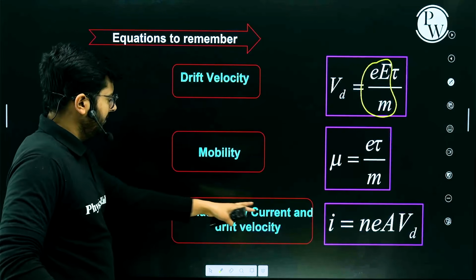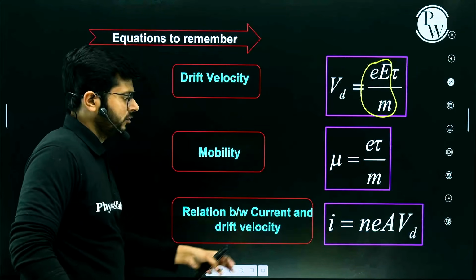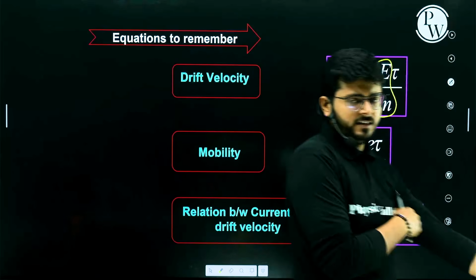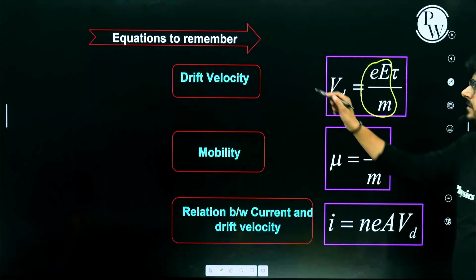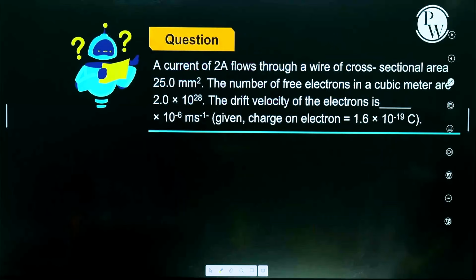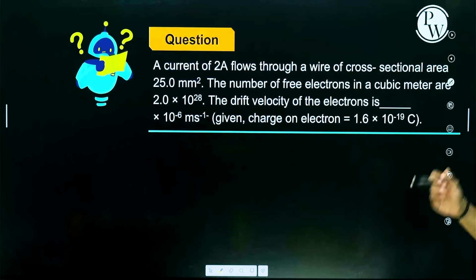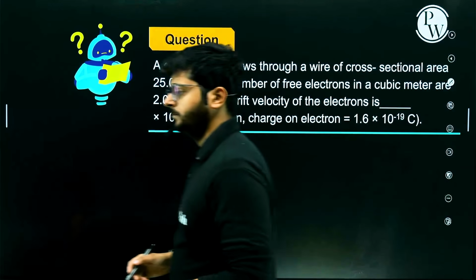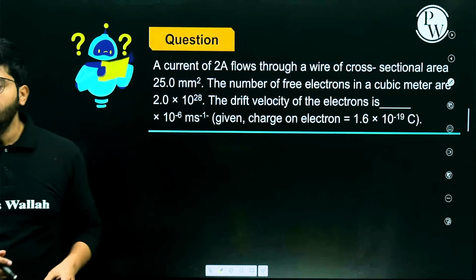Okay, the relation between the current and the drift velocity is I = NEAVd, we have seen it. So these are the three interesting formulas that you have to remember. Now look at this particular question and try to solve it. All right, let's have a look at that.